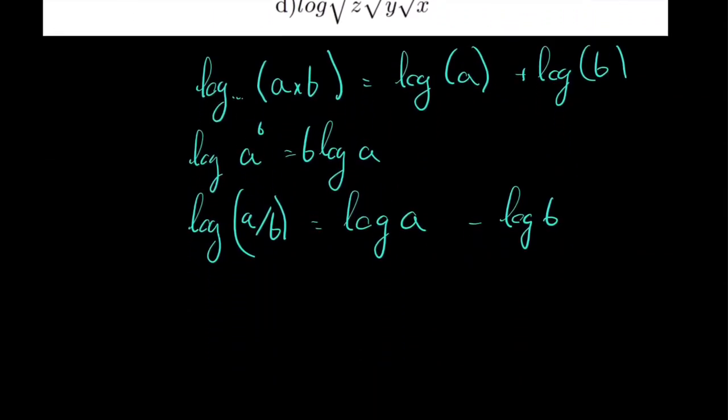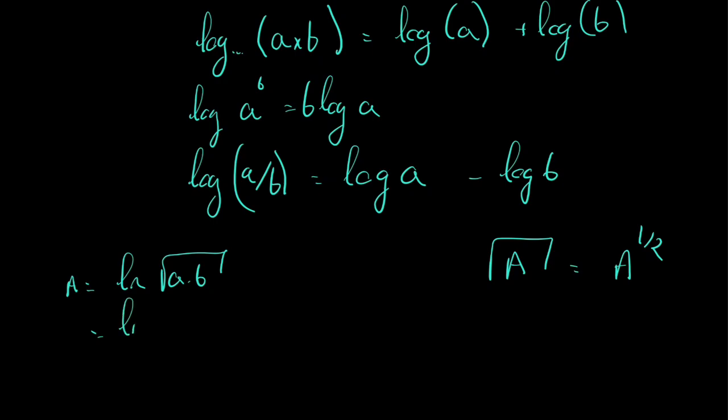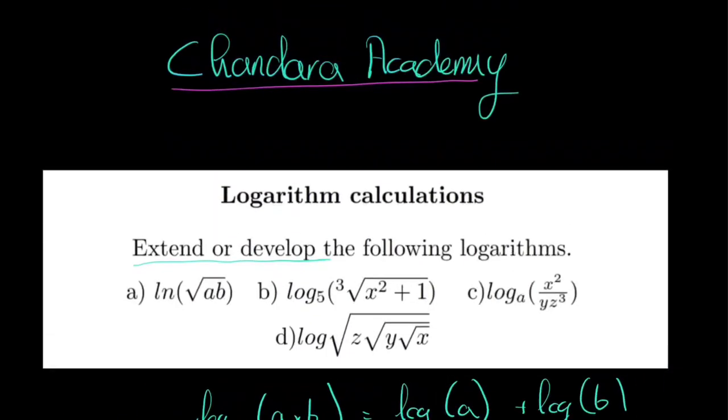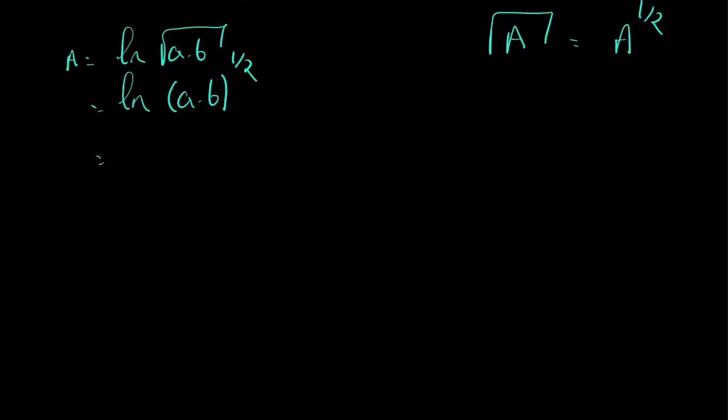Let's start with the first one. A is equal to natural logarithm of square root of a times b. We know that the square root of some capital A is equal to A to the 1/2 power. A square root is just a power 1/2. So here we've got A is equal to natural logarithm of a times b to the 1/2 power. Using this property here, we know that this thing is equal to 1/2 times natural logarithm of a times b.